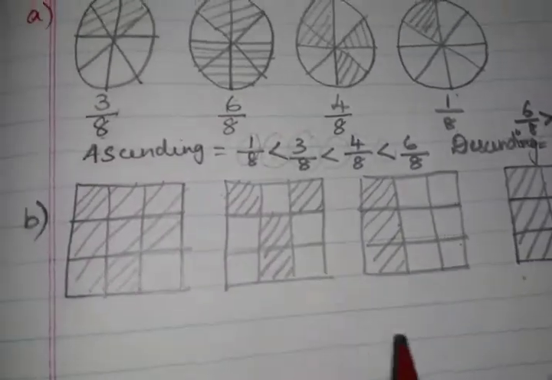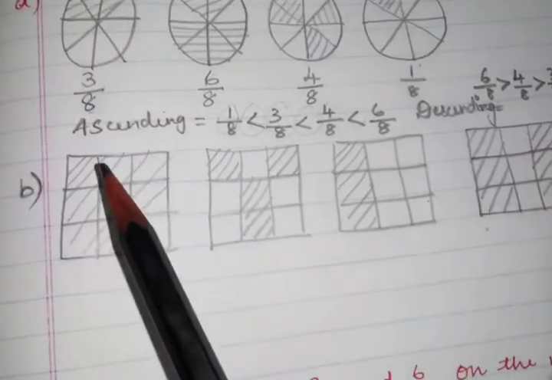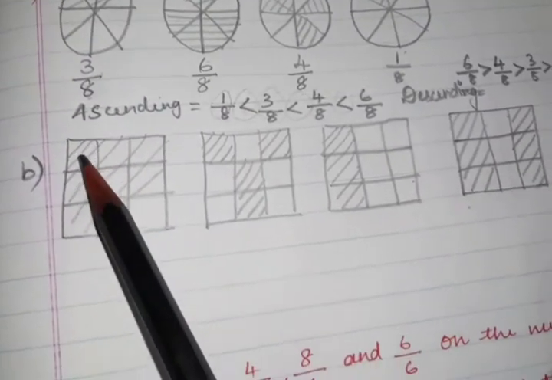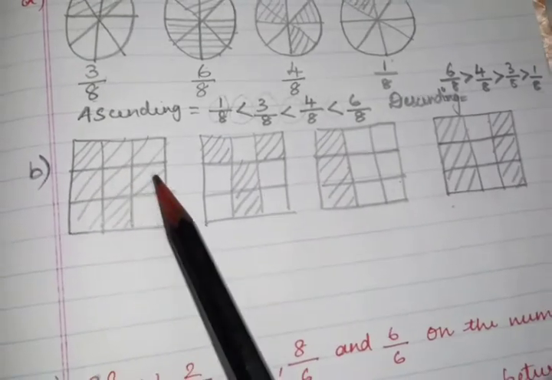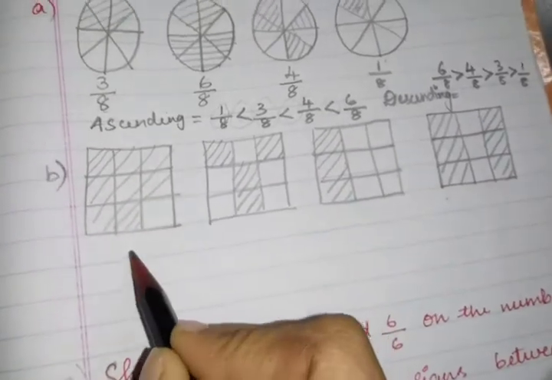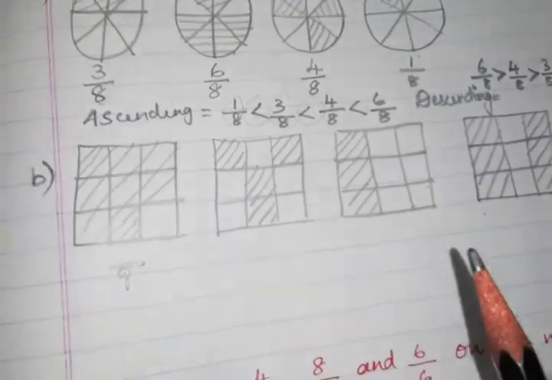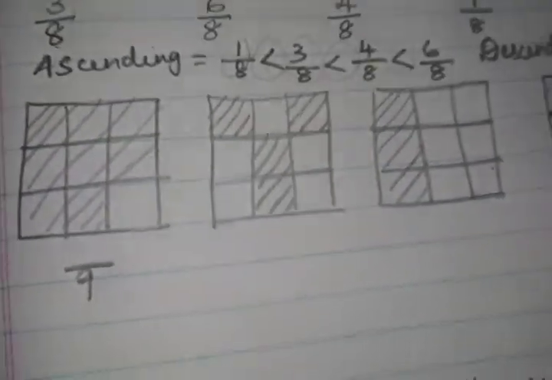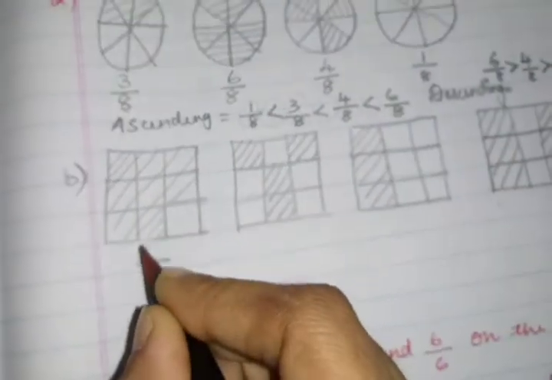B problem. First, what is the fraction for this problem? How many total parts are there, children, for this problem? 1, 2, 3, 4, 5, 6, 7, 8, 9. So totally how many parts are there? 9. In that, how many regions are shaded? 1, 2, 3, 4, 5, 6, 7, 8.